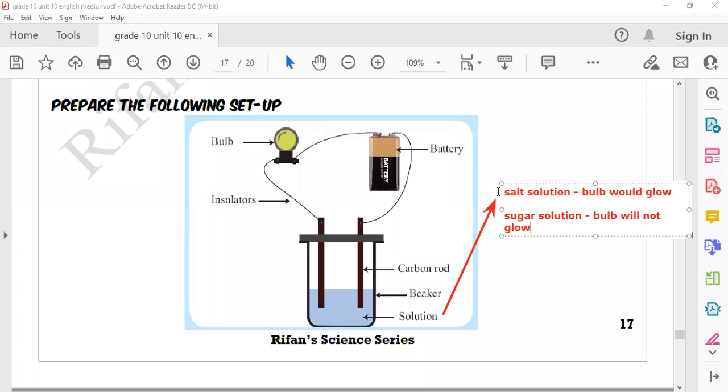Bulb is glowing means it is conducting electricity. Conducting electricity means it is an ionic compound, correct? Yes, sir. Bulb is not glowing means it is not conducting electricity. It is not conducting electricity means covalent compound.